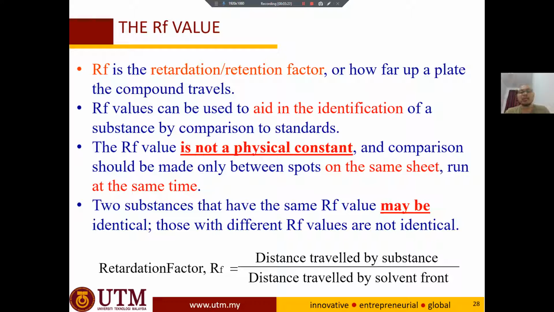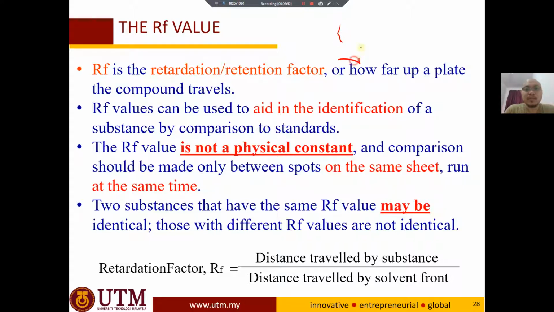So RF value is not a physical constant. It's not that, for example, today you get 0.5, later on when you run it in, for example, Johor Bahru, or in Turkey, or maybe at Manchester United, it may not be the same. So it's not a physical constant. It's not necessarily that we will get the same. So whatever it is, the comparison should only be made on the same sheet and run at the same time.